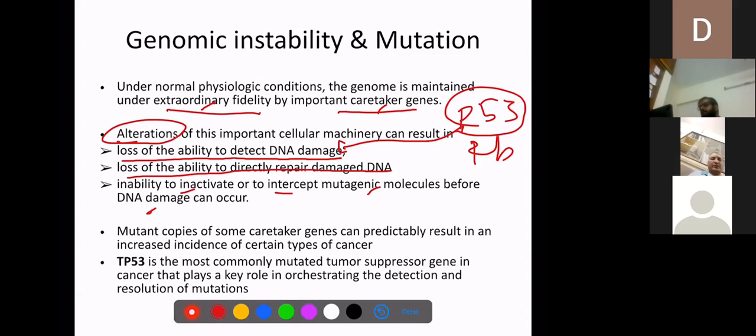So here, there is going to be an alteration in the caretaker genes like P53. These cannot be maintained. They lose all these abilities and finally lead to a mutation, which leads to uncontrolled proliferation. P53 is the most commonly mutated. The first tumor suppressor gene to be cloned is the retinoblastoma gene. P53 is the most commonly mutated tumor suppressor gene. Questions can be framed on that.